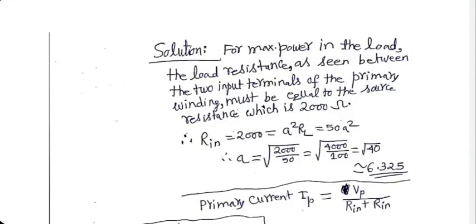For maximum power, the load resistance RL as seen between the two input terminals of the primary winding must be equal to the source resistance, which is 2000 ohm. So you equate 2000 with A square RL, and RL is 50 ohm. So you figure out small a, the turns ratio, from there. It turns out to be square root of 40, 6.325 approximately.